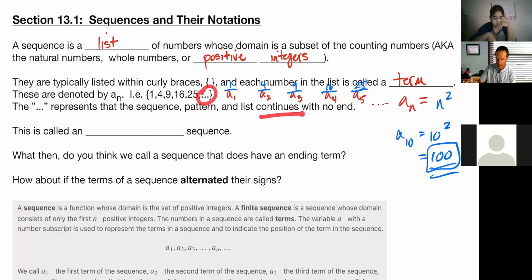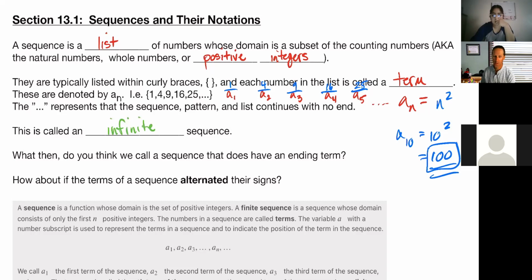Well, that dot, dot, dot means it continues with no end. What thing did we create to represent never ending? Is it called an infinite sequence? It is indeed. Very good. Phoning in all the way from the North Pole. That's right. It is called an infinite sequence.